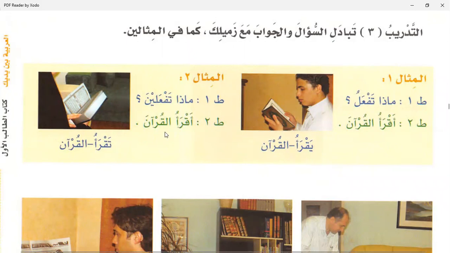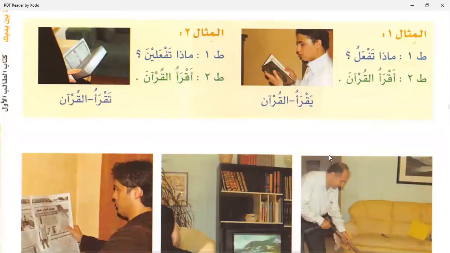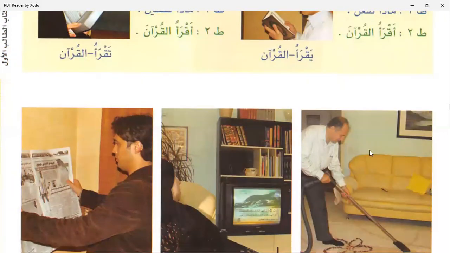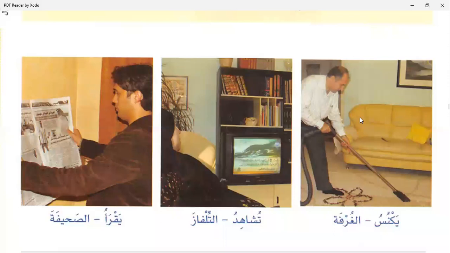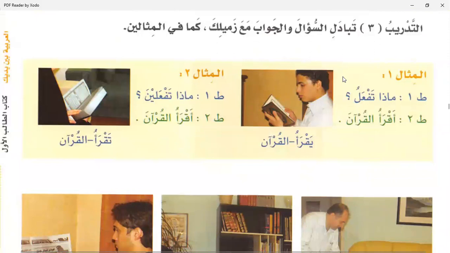So let me tell you again. Yakra means he is reading. So tafalu means you are doing. Akrau, I am reading. In the picture, you will ask the question to the man or woman you see, and he will answer you. Let's say I see this man. I will ask him, what are you doing? So the first student will ask this question, and the second student will reply as him. So he will say, I am sweeping the room. So the second student will give us this answer. So start now.